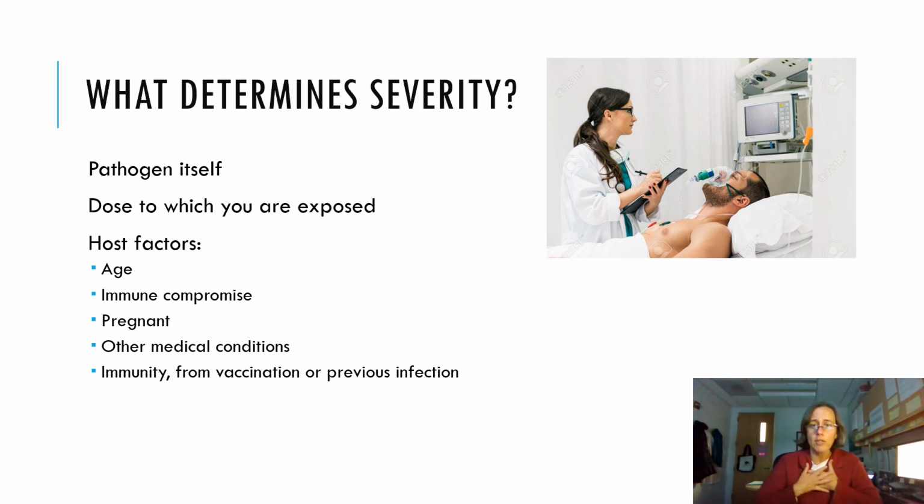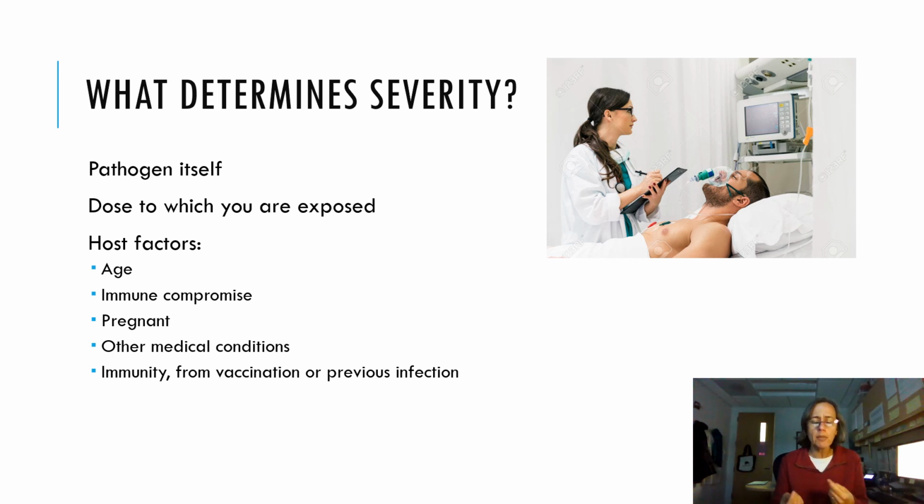And then there are factors unique to you. So we talked about this before, right? What are our vulnerable populations? So age, very young, very old. Are you immune compromised? Are you pregnant? Do you have other medical conditions that increase your risk? And do you have immunity from vaccination or previous infection or both, right? So with Omicron, when we're thinking about what's the potential impact of the illness, it was very contagious and it spread really, really rapidly, but it tended to cause less severe disease.